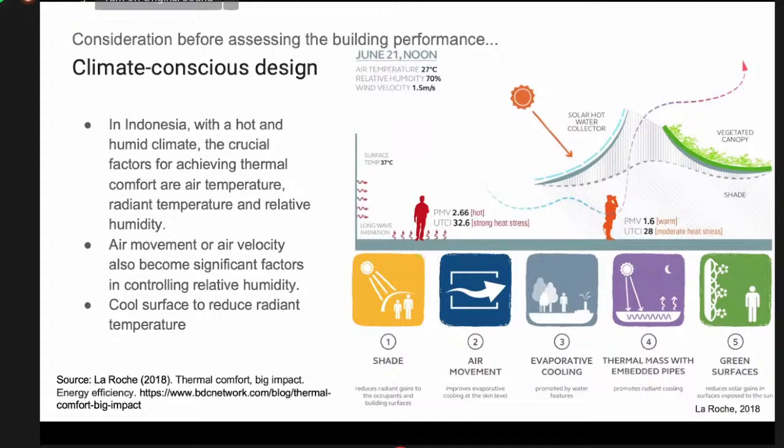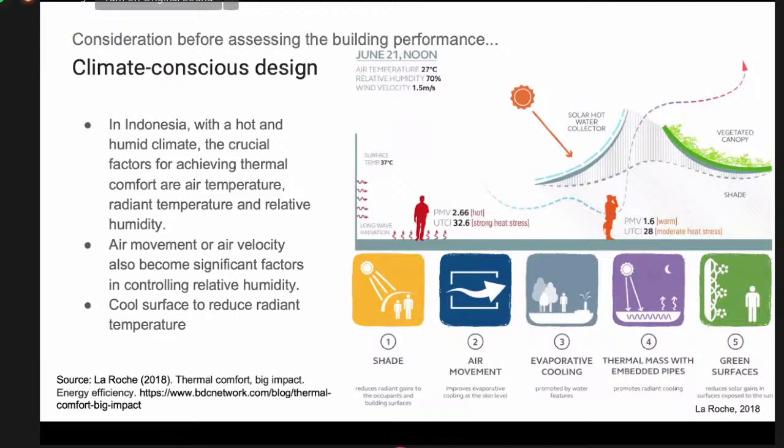For example, simulate just one parameter to analyze the overall building, no need to test everything. It really depends on your design intention. If your design intention is to make the air movement stronger, something like that, we can do that.